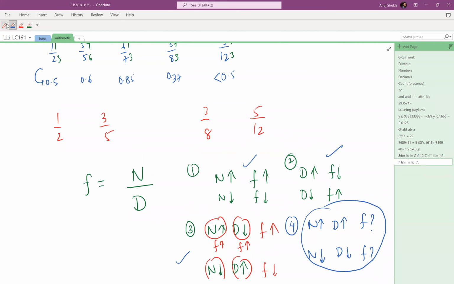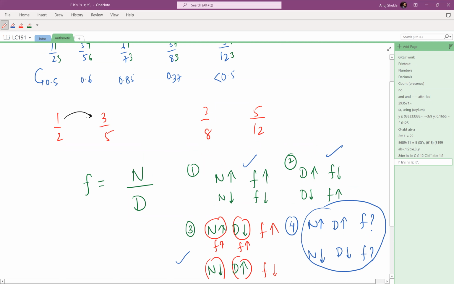If you compare 1 by 2 and 3 by 5, what will happen? The numerator is increasing, and the denominator is also increasing. So if both are increasing, then you can say it is case 4. We don't know which is more, so leave it as of now. Now compare 3 by 5 and 3 by 8. 3 is the same, only the denominator is increasing. If the denominator is increasing, 3 by 5 is greater than 3 by 8. Yes or no? If you increase the denominator, the fraction will reduce. Yes.